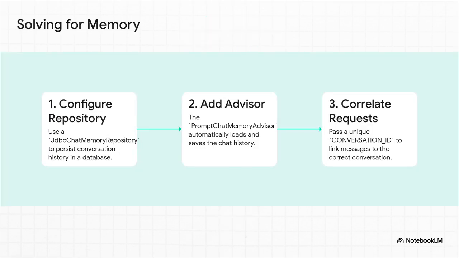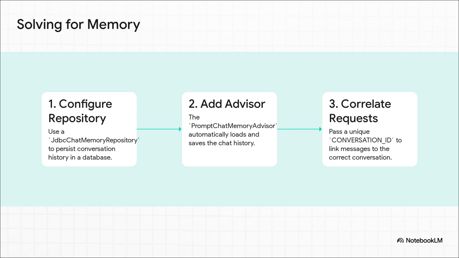Spring AI gives us a really clear three-step path. First, you just configure a repository to save the chat history. Easy enough. Second, you add an advisor, and you can think of this like a smart little interceptor that automatically loads and saves the conversation for you. And third, all you have to do is provide a unique ID to link each request to the right conversation. And just like that, problem solved.